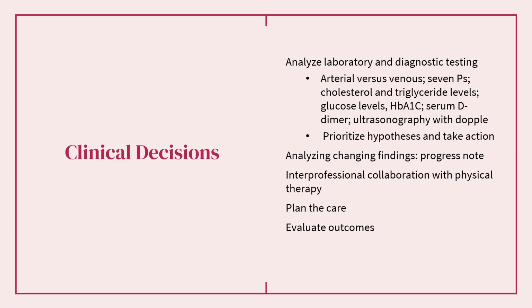So asking ourselves, what is the most urgent problem? Is this acute or chronic? Am I having sudden pain and pulseless limb? We're thinking arterial occlusion. Are they having swelling and warmth on one side? We're thinking possible DVT. And we're always analyzing changing findings because peripheral vascular conditions can change quickly.